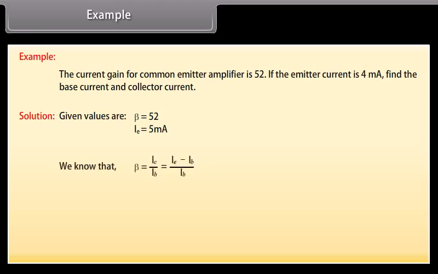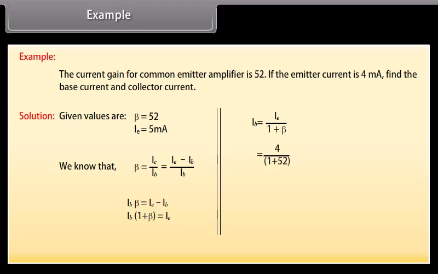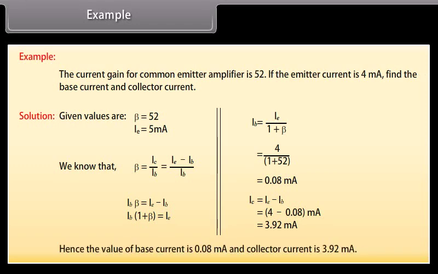We know that beta is equal to IC upon IB, which is equal to IE minus IB upon IB. On simplifying the expression, we get IB is equal to IE upon 1 plus beta. Now putting the values in the expression and calculating, we get IB is equal to 0.08 milliampere. We know that IC is equal to IE minus IB. Now putting the values in the expression and calculating, we get IC is equal to 3.92 milliampere. Hence the value of base current is 0.08 milliampere and collector current is 3.92 milliampere.